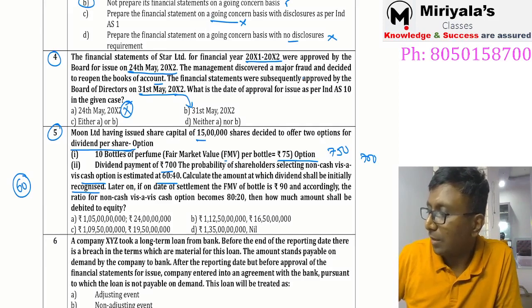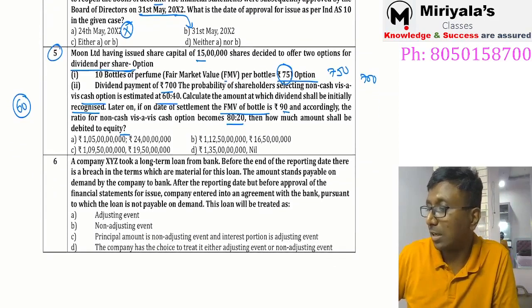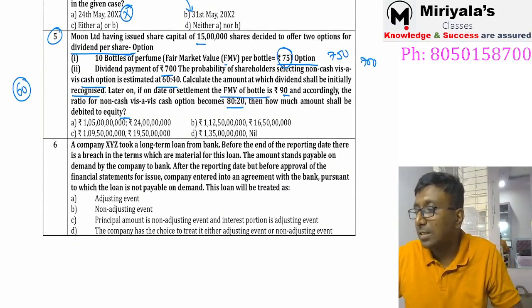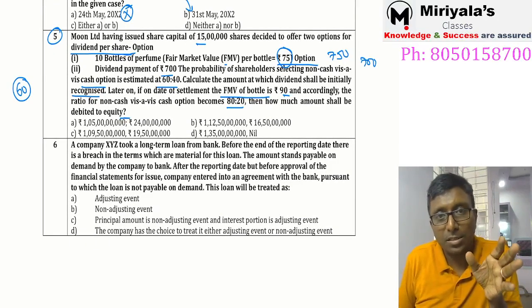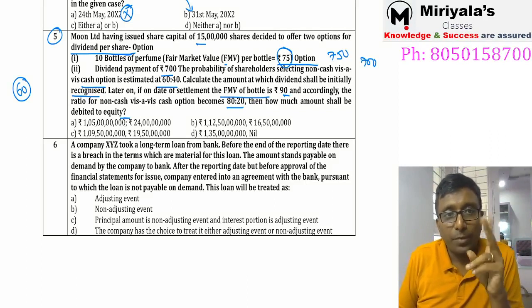Later on, if on the date of settlement the fair market value of the bottle is equal to 90, it went up further, and accordingly the ratio of the non-cash option became 80 is to 20. Then how much amount shall be debited to equity? Means he's asking how much should I recognize. There are two questions. First circumstance, how do I do it? Second circumstance, how do I do it?